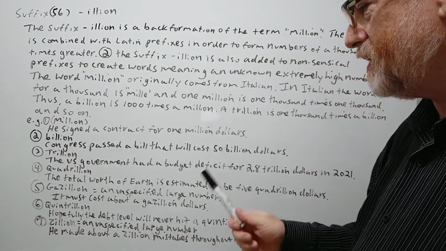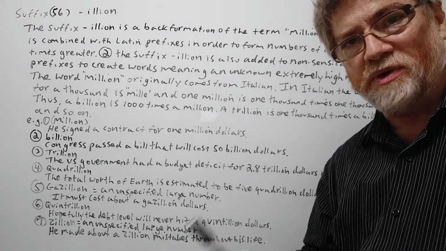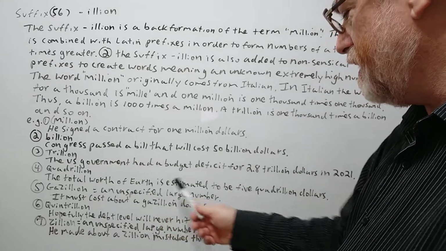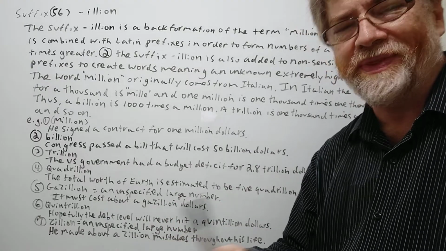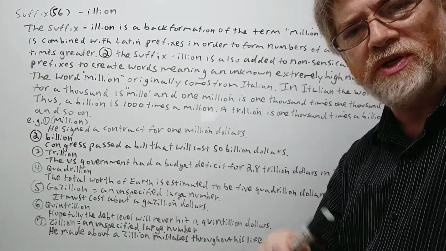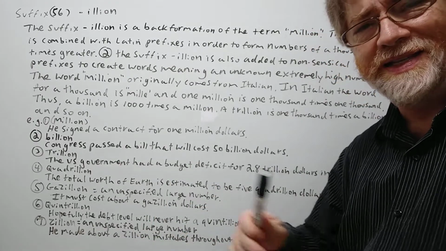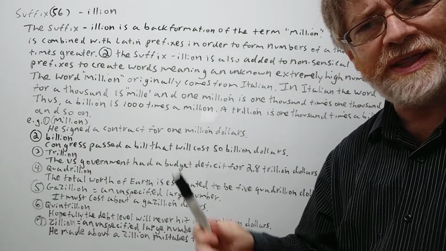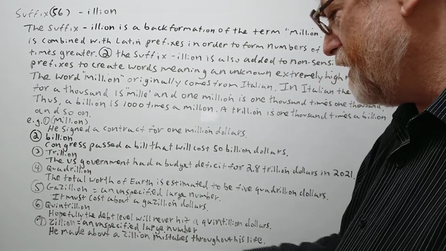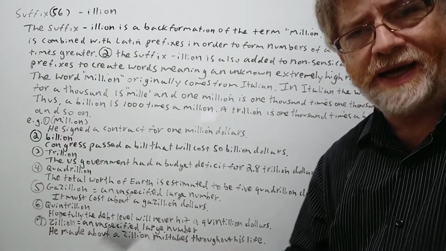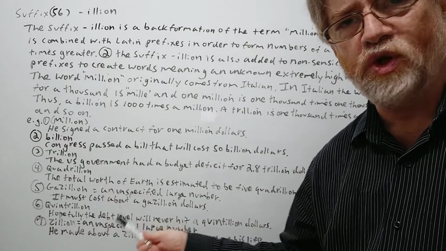All right, number 6, gazillion. Well, this is one of the humorous ones we use to mean an unspecified large number. So it's not like that is a real number. People just use it as a funny way. I know, sounds a little bit like Godzilla, but gazillion. So anyway, that's where we get it from. It must cost about $1 gazillion. People will say this in a humorous way.